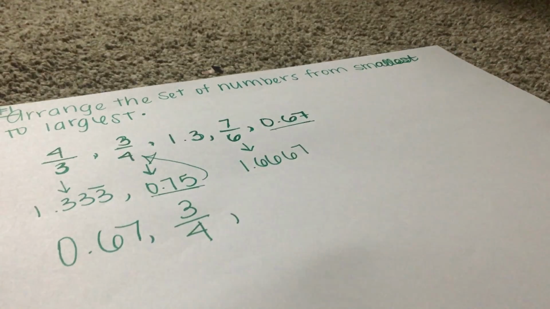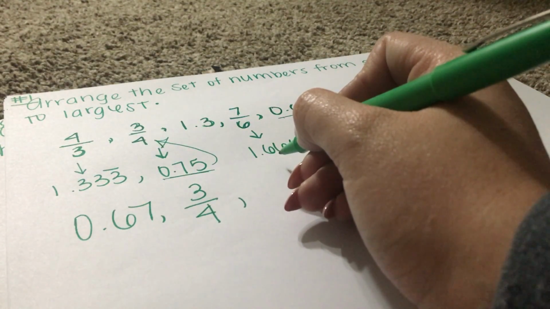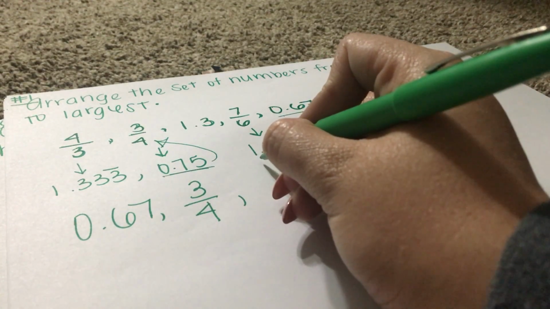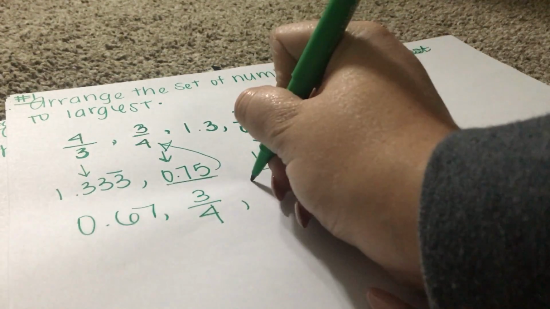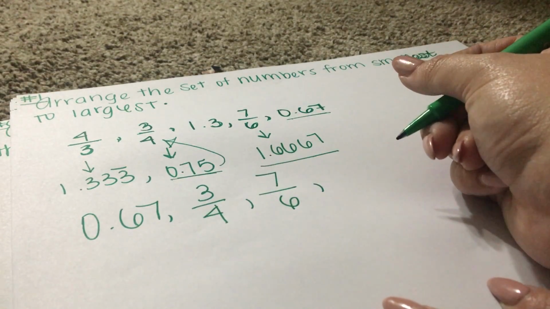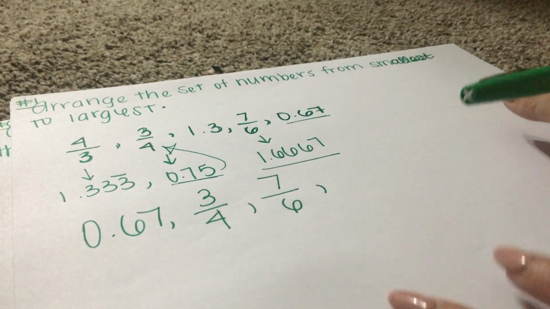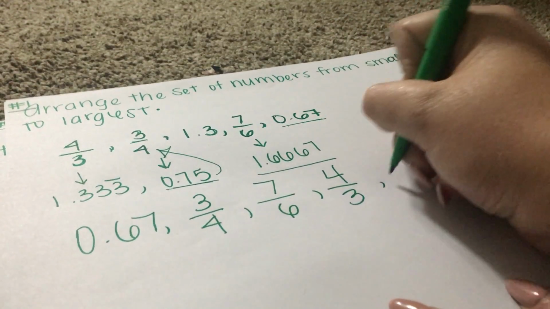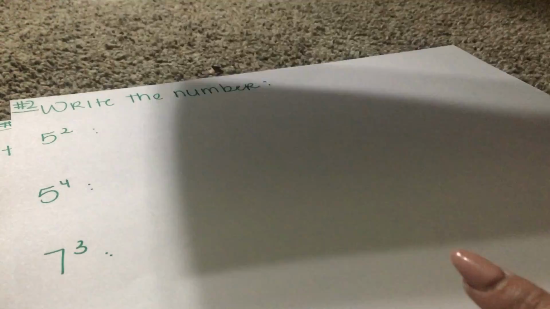Our next smallest number would belong to 1.6667, and we see that that belongs to 7/6, and our second to largest number would be 4/3, and our biggest number would be 1.3. So that's how you solve the first question.